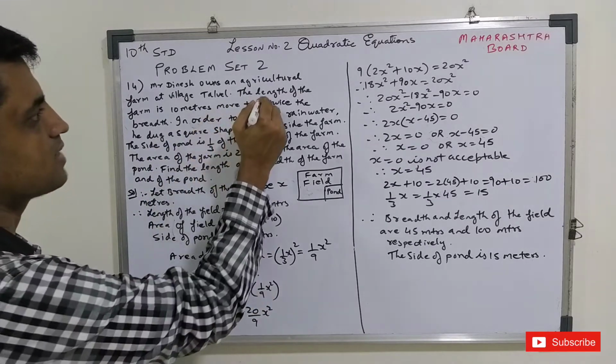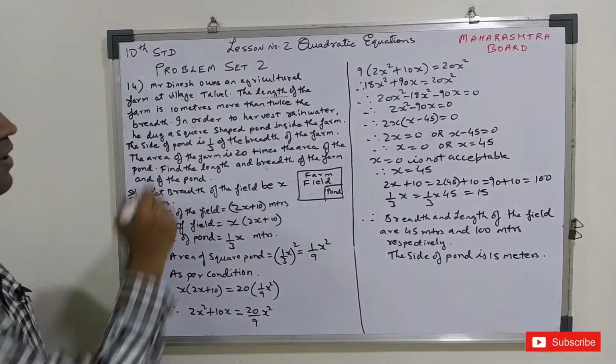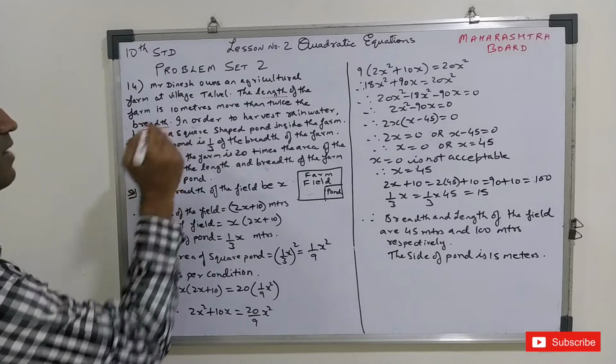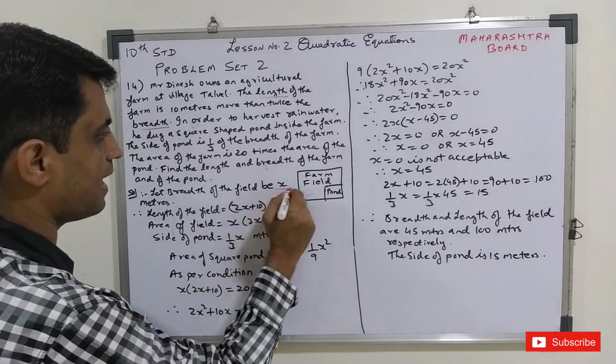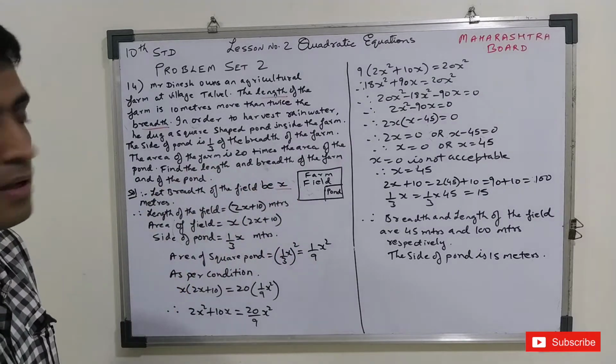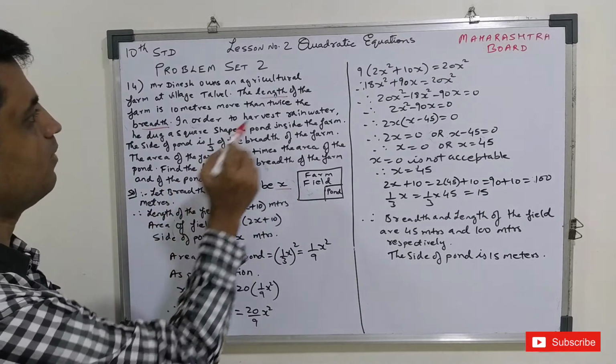It means the information is given about length. We don't know the breadth. So we started with the breadth. Let the breadth of the field be x meters. Then come to the length. What will be the length?